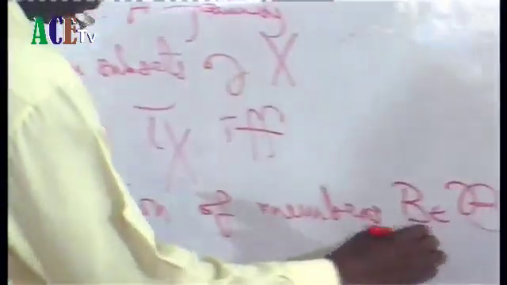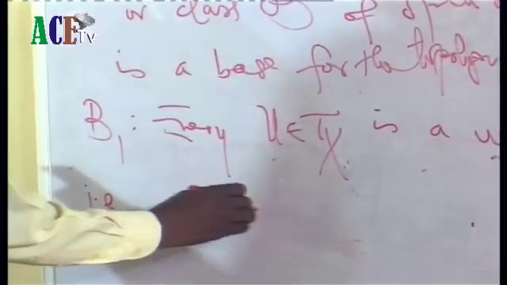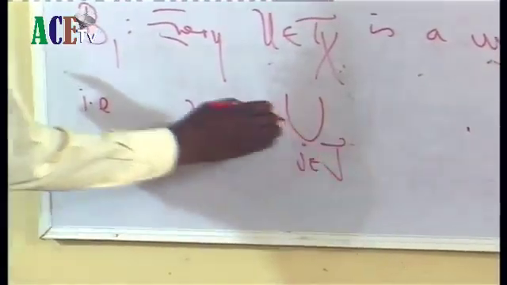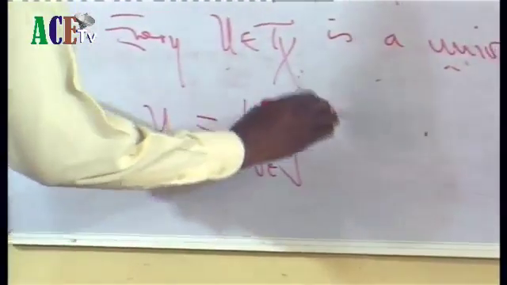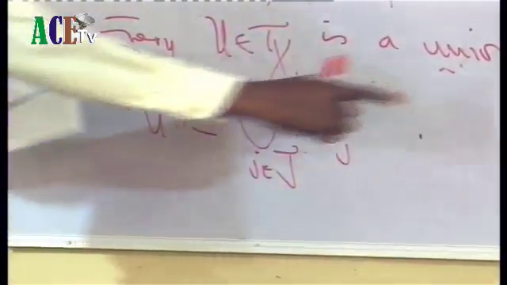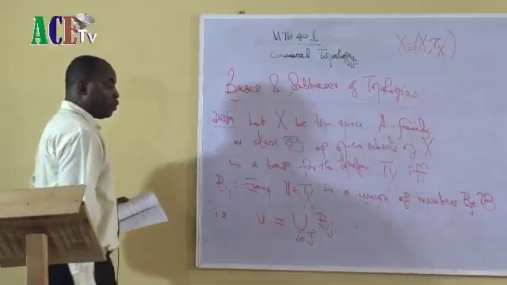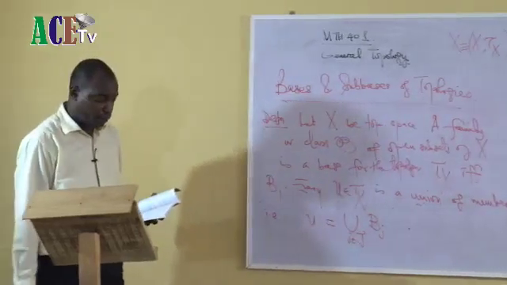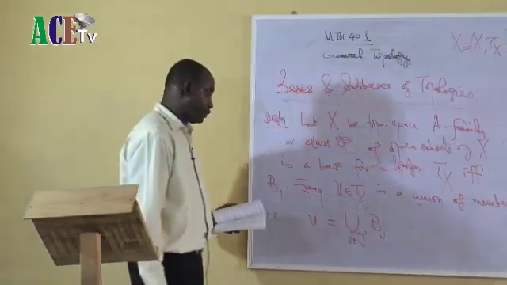Okay? They call this B_j. That is, U is written as a union of B_j, where each B_j comes from the family here. So this B_j forms the building block of the open sets.